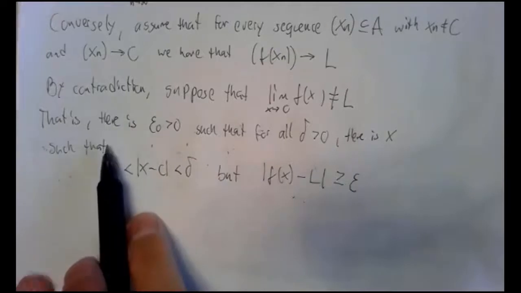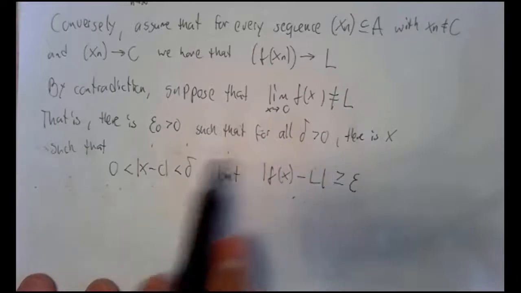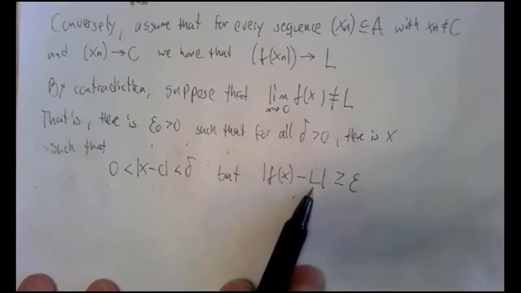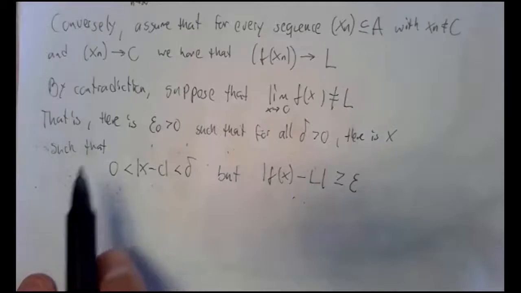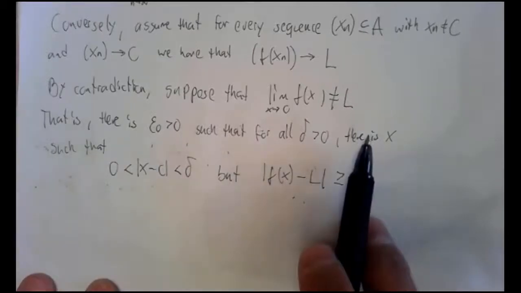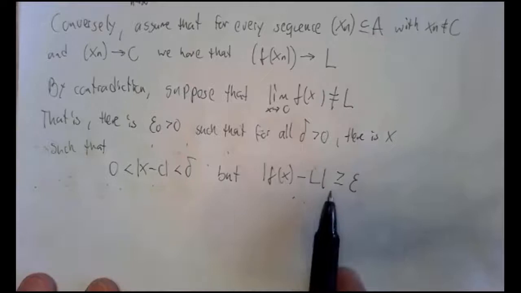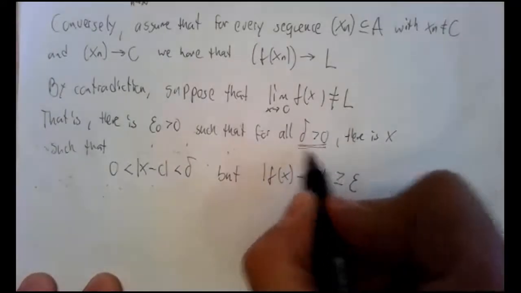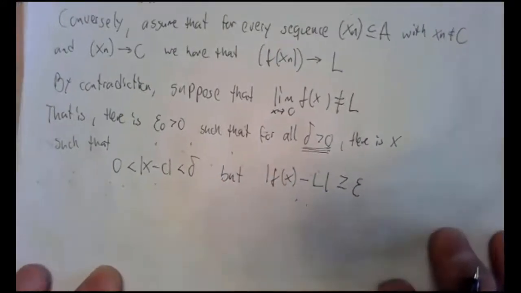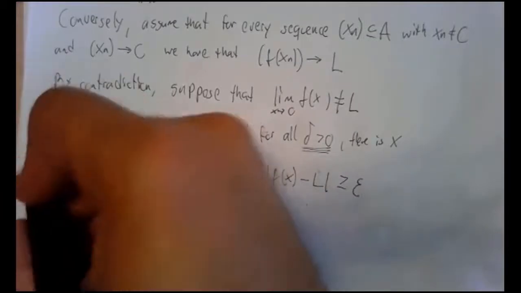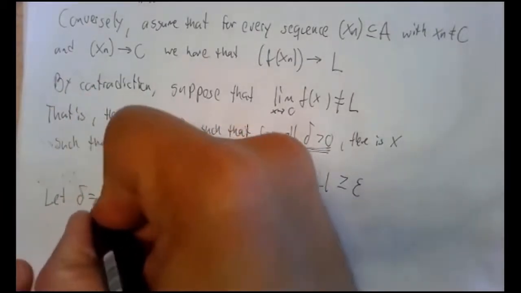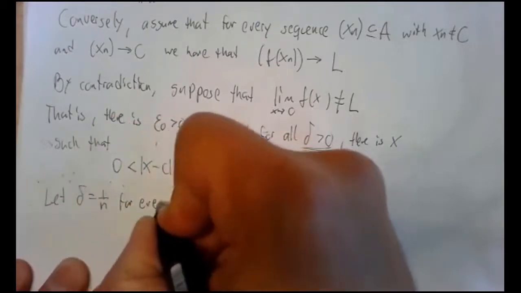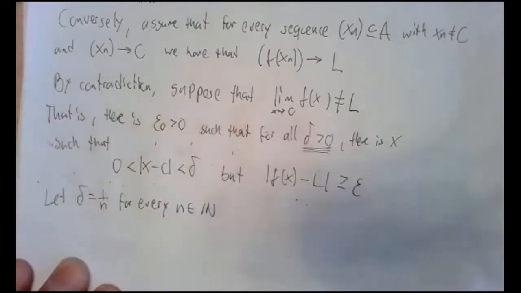So this is the contradiction of the limit definition. The limit definition is: for every epsilon, there is a delta, so that the first thing implies the second. The contradiction is there is some epsilon such that for every delta, you can have the first thing and the second thing doesn't happen. So all we need to do now is pick the appropriate delta. Because this works for every delta, we can pick as my delta 1 over n. So let delta be 1 over n for every n in the natural numbers.